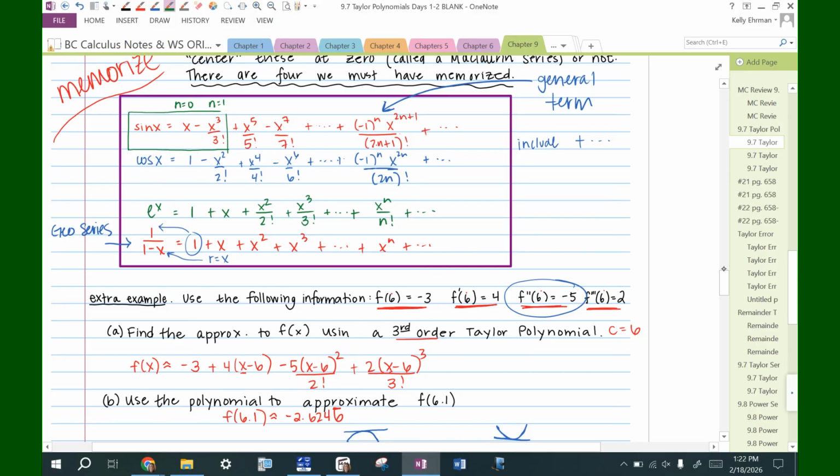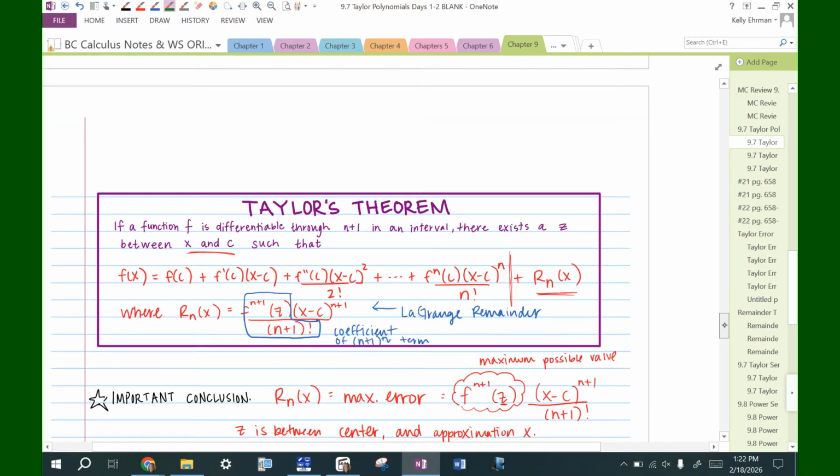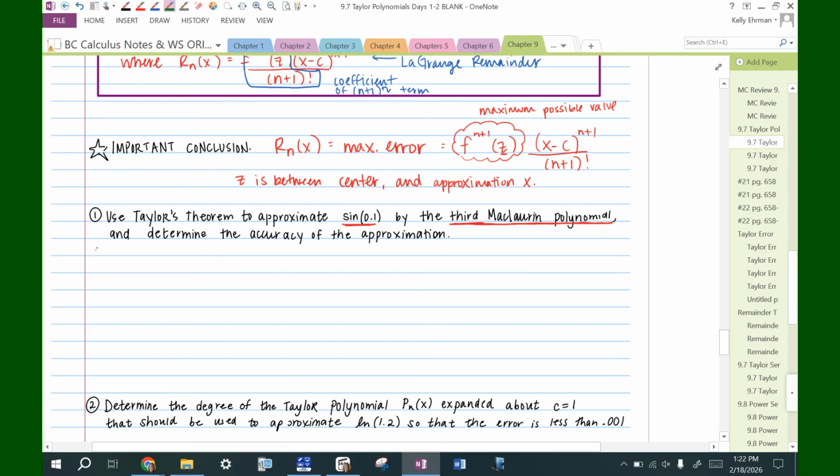So that's another reason to memorize these. It gives you kind of a shortcut. So I'm going to start right there. The third order Maclaurin polynomial is sine x is about equal to, it was the odds, so x minus x cubed over 3 factorial. And I would cut it off right there.